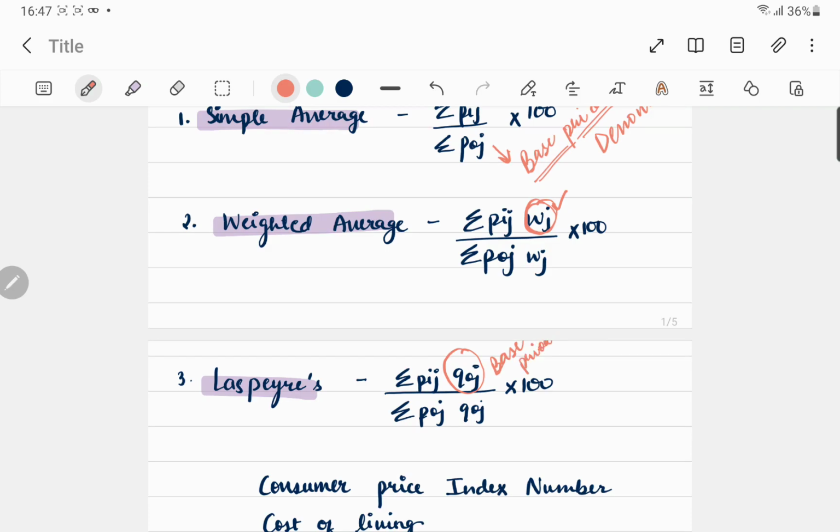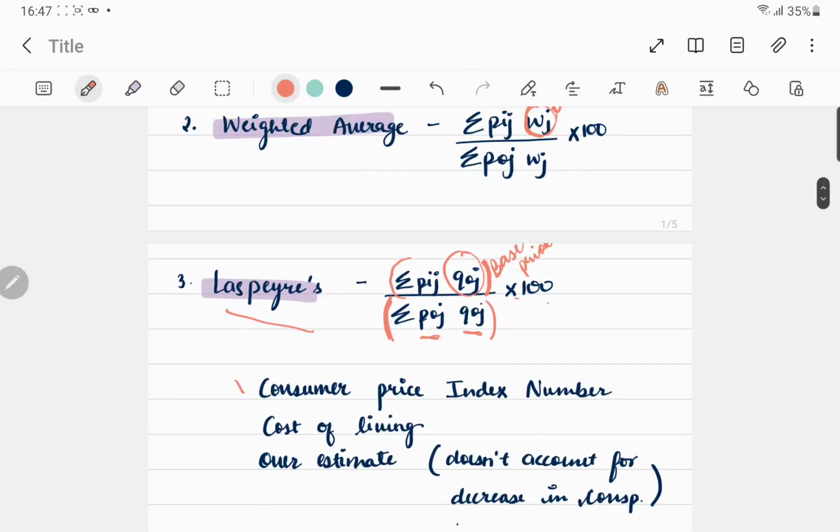So what we are doing is summing the prices multiplied by the quantities of the base period, divided by the sum of the prices of the base period multiplied by the quantities of the base period, into 100. This is your Laspeyres' index, Laspeyres' price index. This is also known as the consumer price index. Very, very important thing to note. This is your consumer price index, also known as the cost of living index.